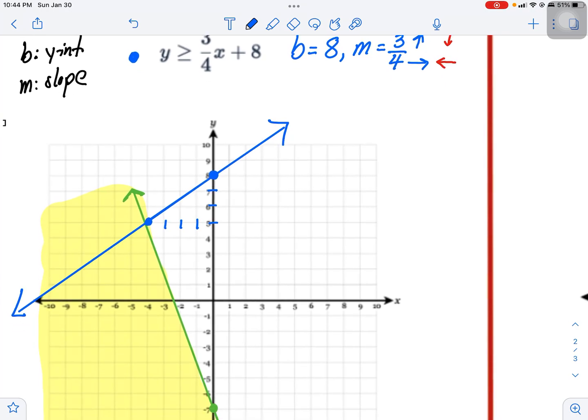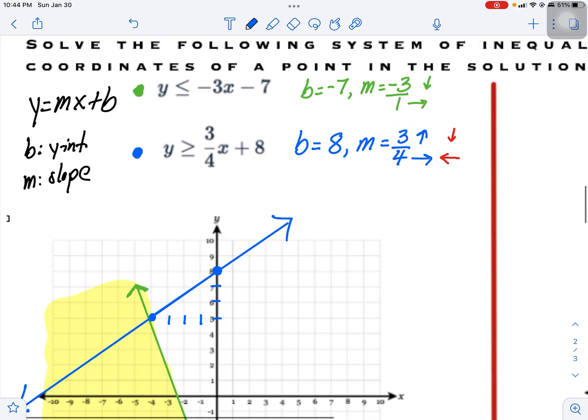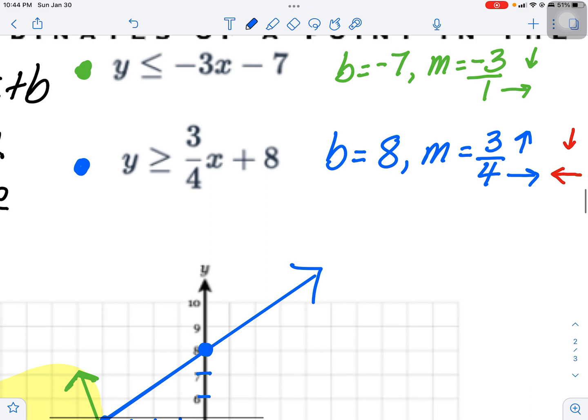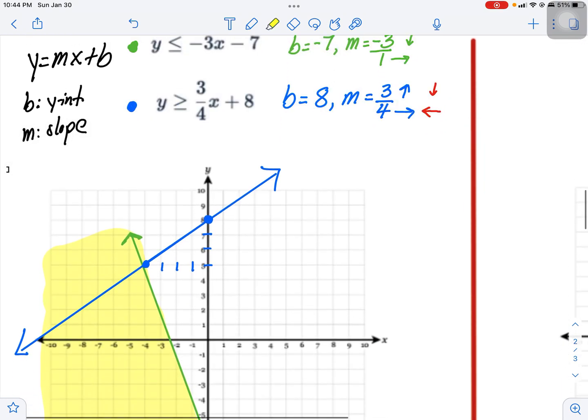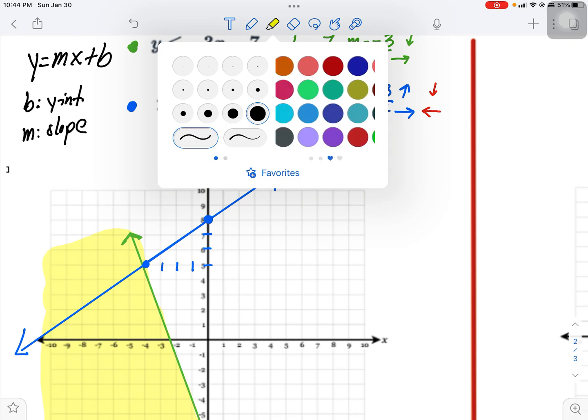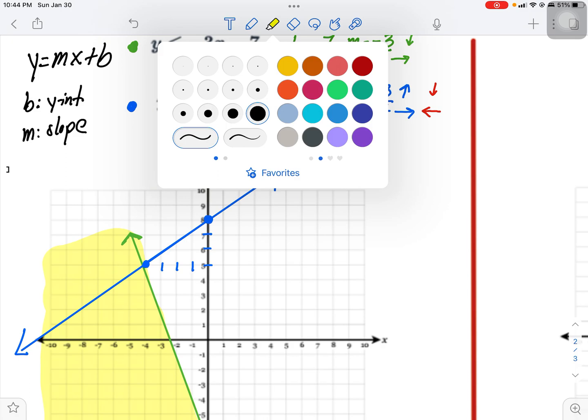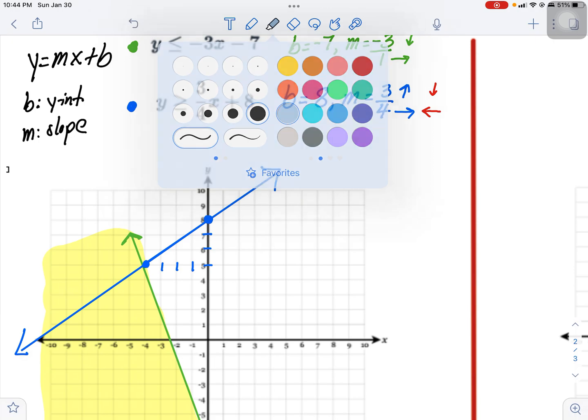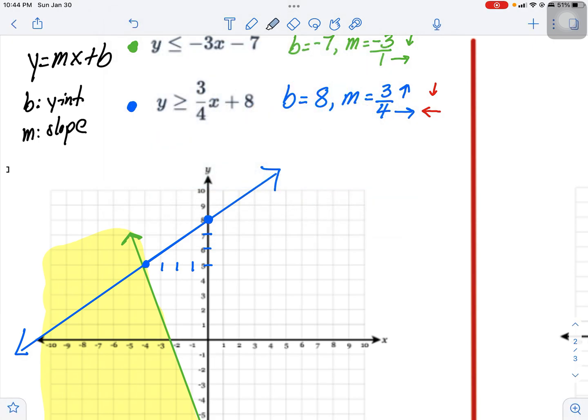Now, I need to know whether I'm going to graph above or below my line. So this says greater than. So greater means above my line here. I want to pick a light color here so that we can see this. I don't want it to blend too much, so I'm going to pick this gray here. I'm going to highlight everything above.